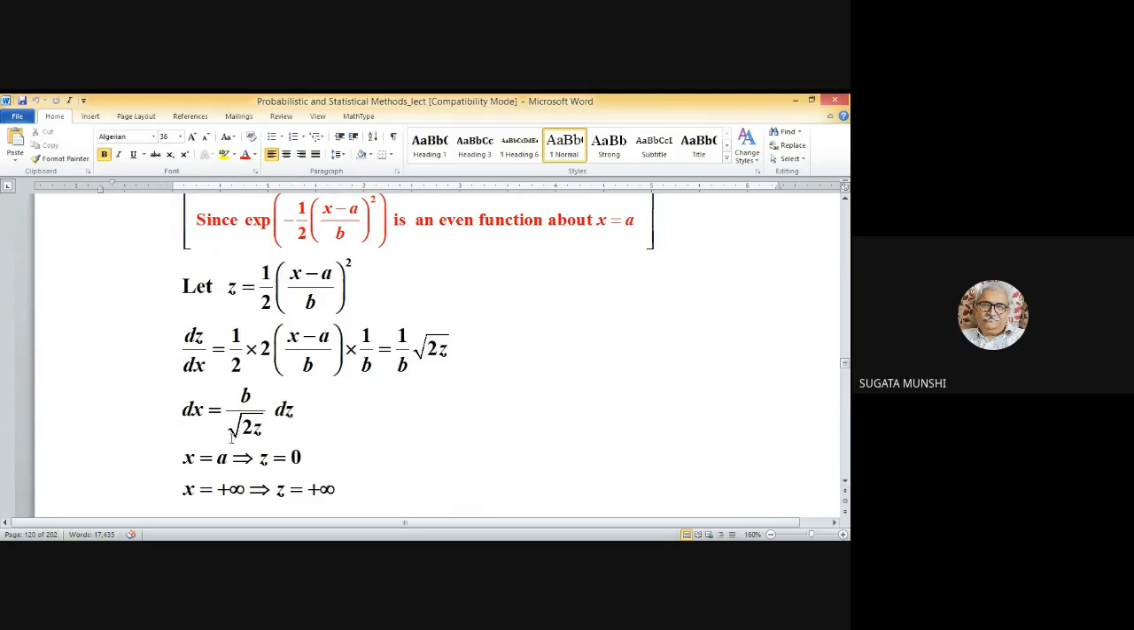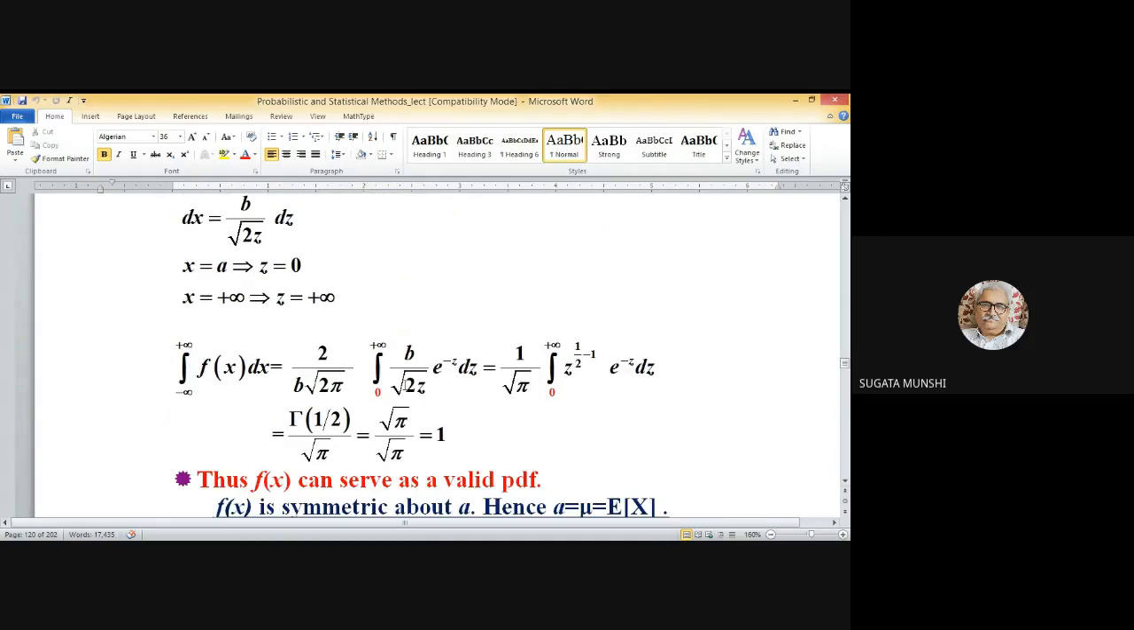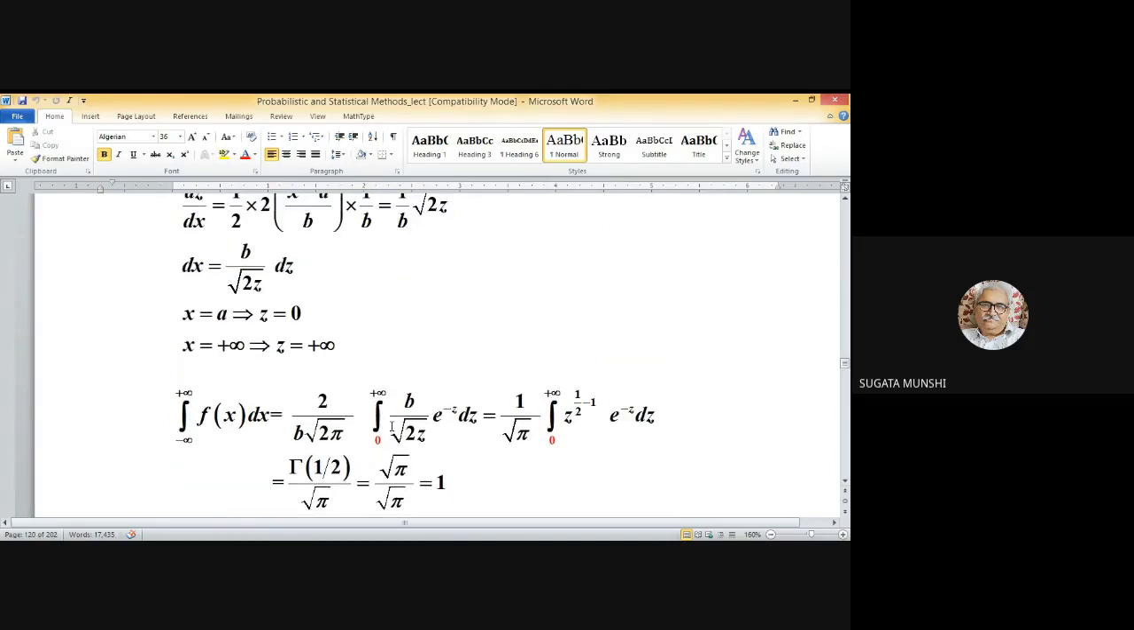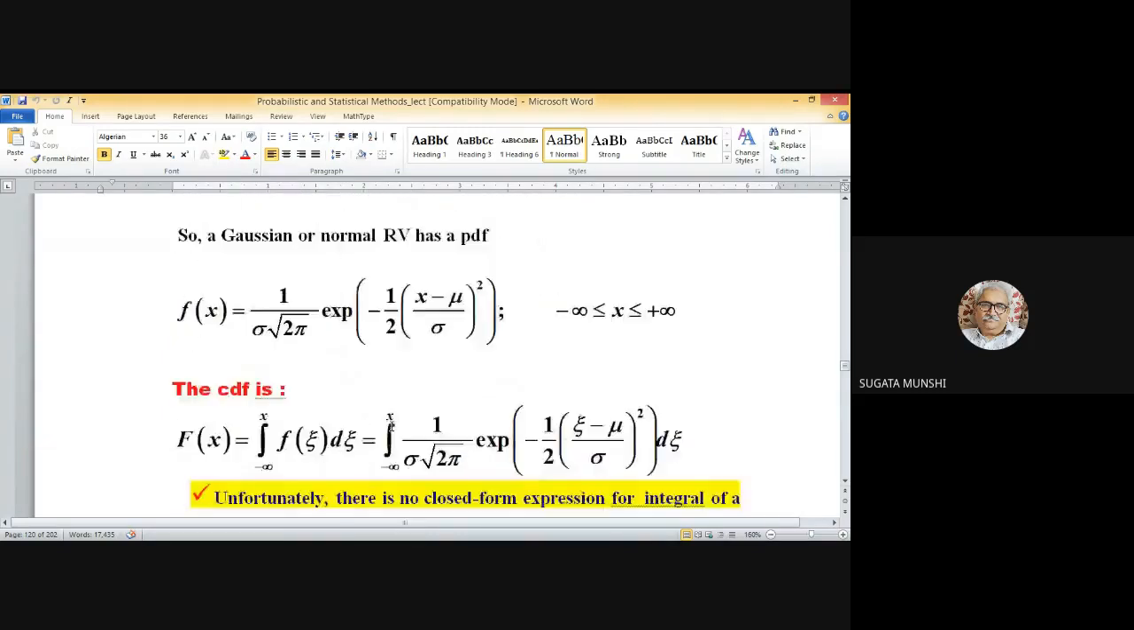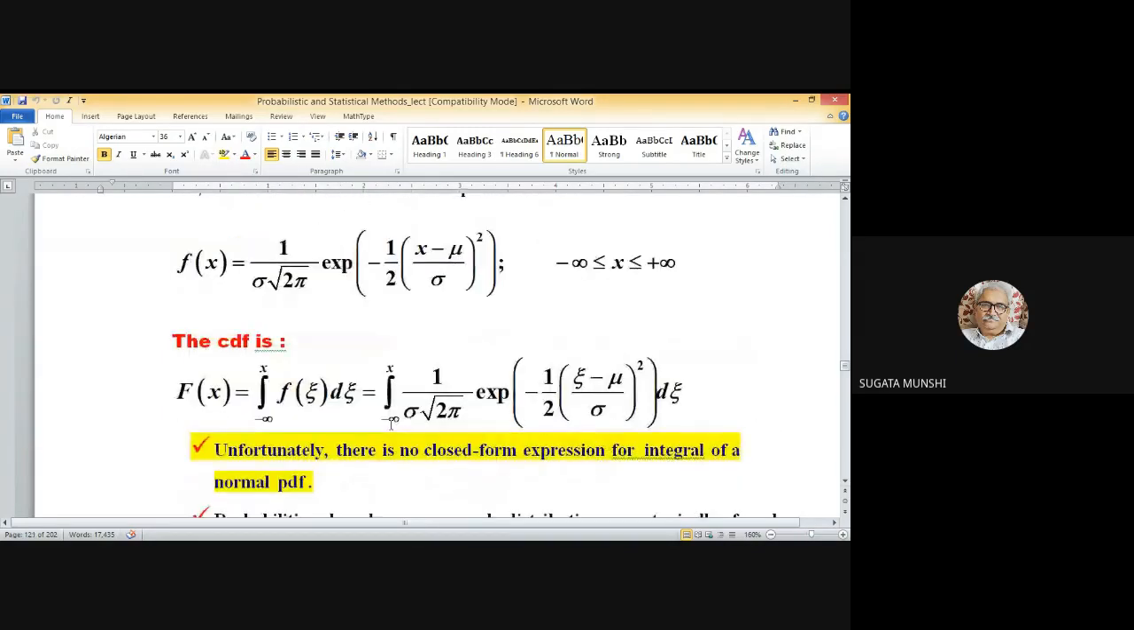So you can make the change there. That's why it's coming in this way. Anyway, so we have landed up with this particular expression for the Gaussian distribution.